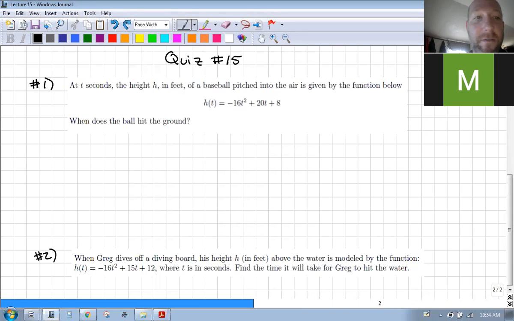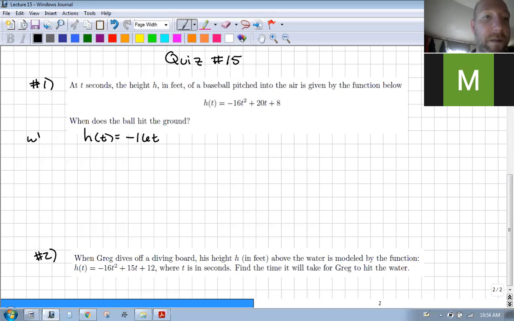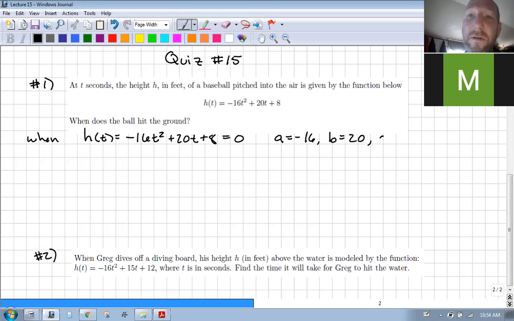So -16, I'll go ahead. I like this, I'll say when h of t equals 0. So to solve this, we need to get our A, our B, and our C.